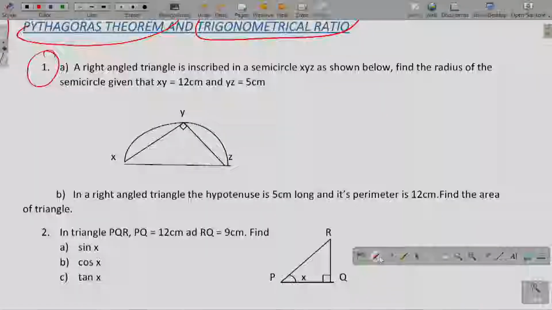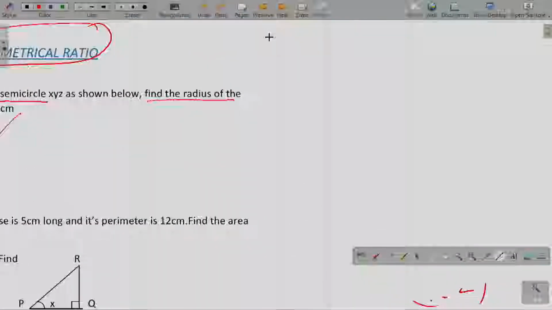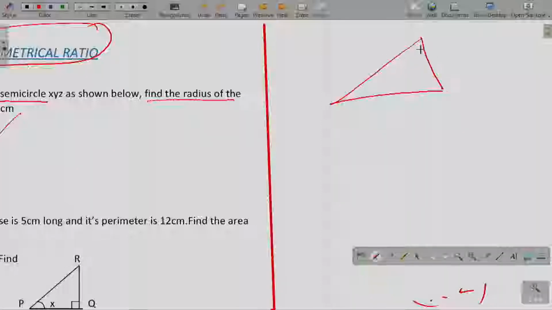The first question says a right angle triangle is inscribed in a semicircle XYZ as shown below. Find the radius of the semicircle. So we have a right angle triangle inscribed in a semicircle. We have to find the radius, this distance. But first we have to find the diameter, then we can find the radius.